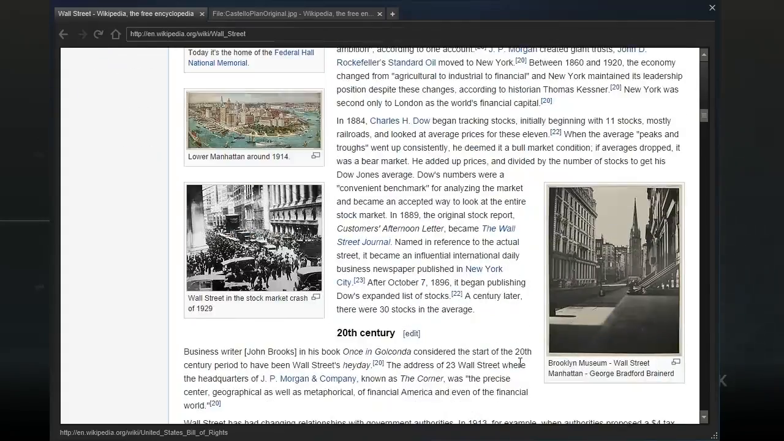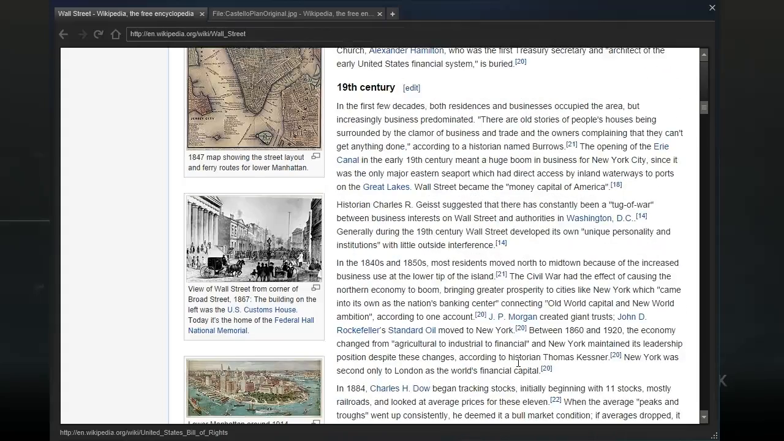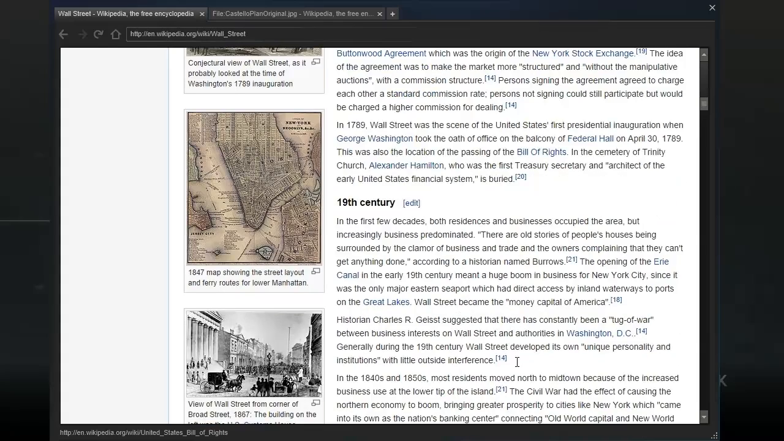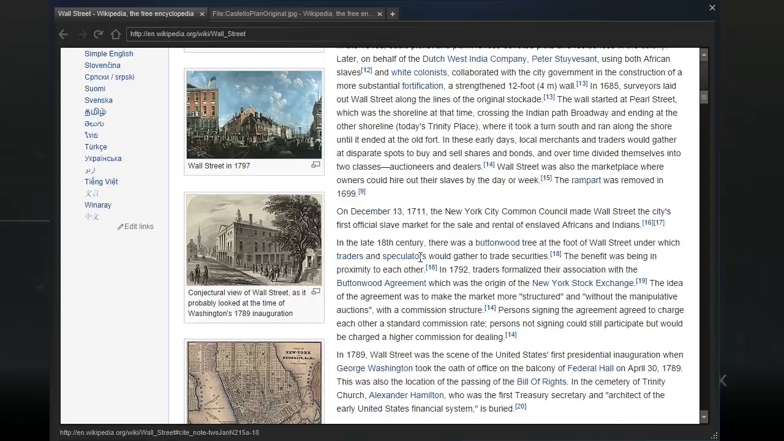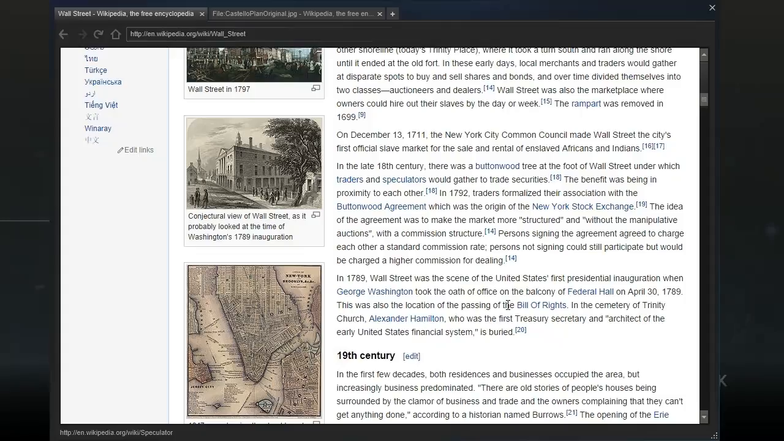Alright, we don't need to read too much of the rest of that, but as you can imagine, eventually it grew into the Wall Street we see today. So it was a slave market, but also the center of New York at the time.